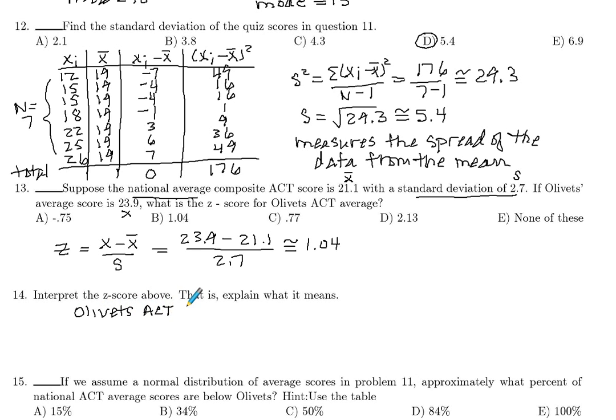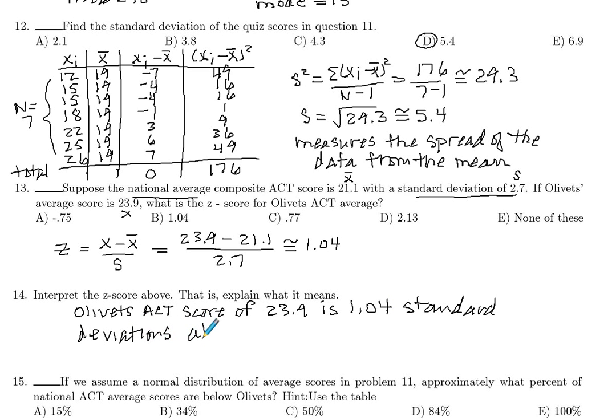Okay, so Olivet's ACT score, Olivet's score was 23.9. 23.9 is 1.04 standard deviations above the mean. Above because it's positive.